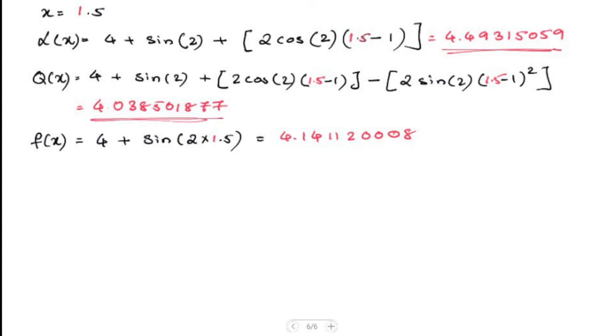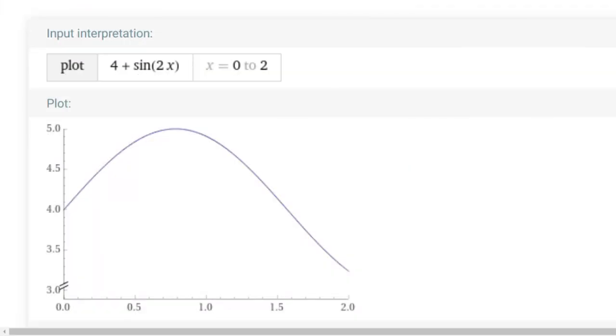So again, we can see that the linear approximation is almost 4.5, whereas the quadratic approximation is 4.038, which is closer to 4.14 than the linear approximation. So all of this is showing us that the quadratic approximation is closer to the actual value than the linear approximation, which means, as you can see, that the function is actually quadratic.